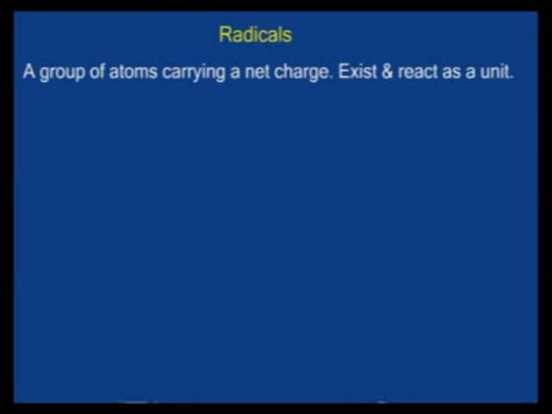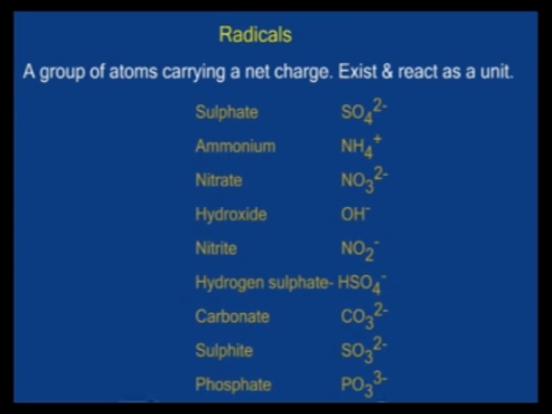Next is radicals. Radicals are groups of atoms that carry a net charge and exist and react as a unit. Examples of radicals include sulfate ion, ammonium ion, nitrate ion, hydroxide ion, nitrite ion, hydrogen carbonate, hydrogen sulfate, carbonate, sulfite, phosphate, and so on.